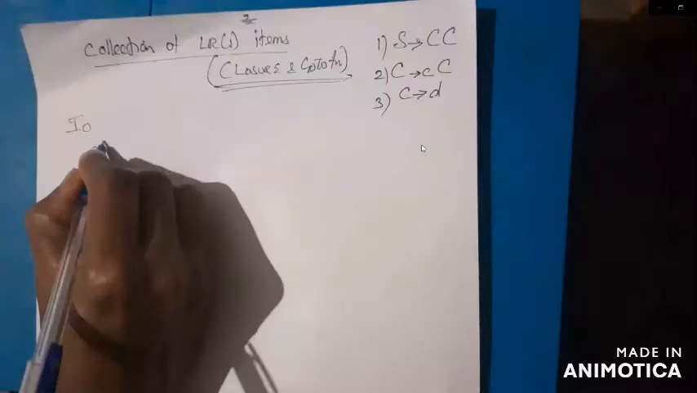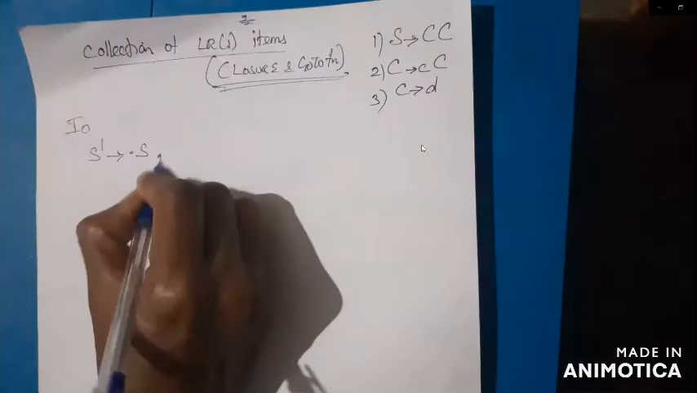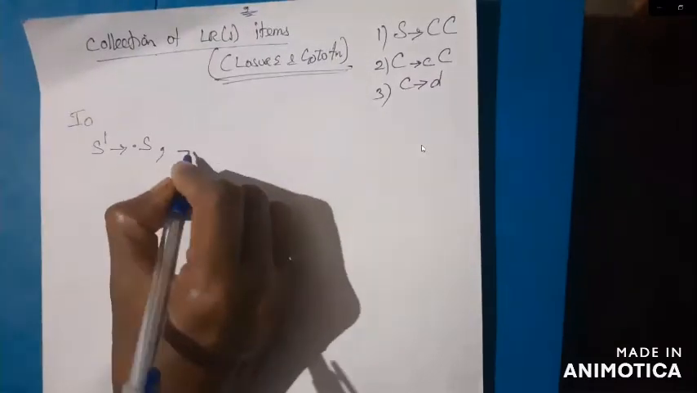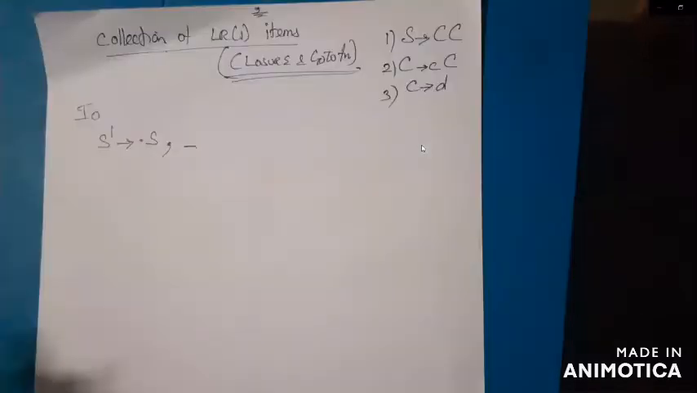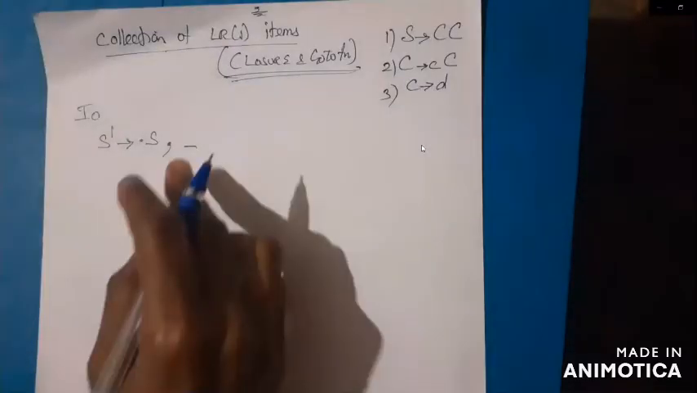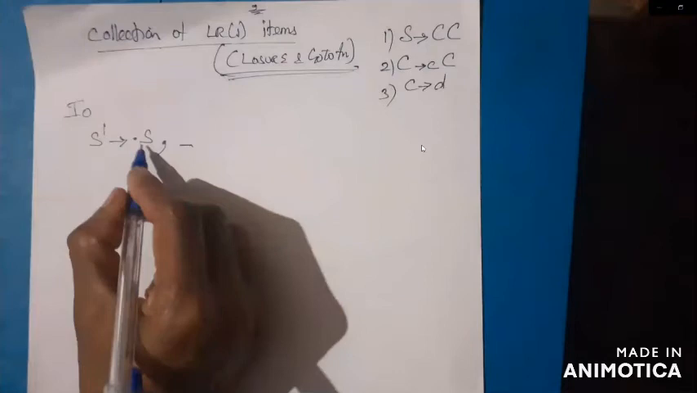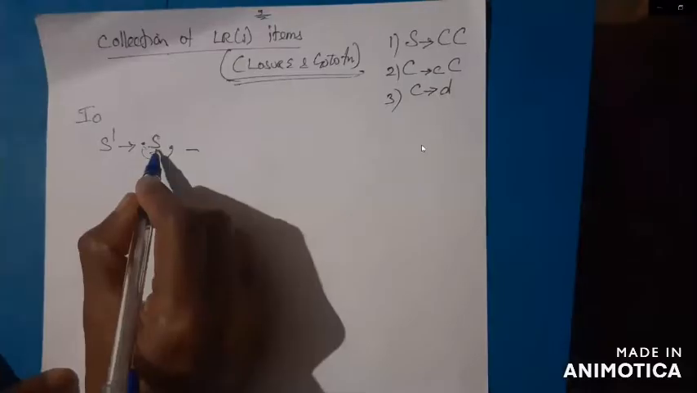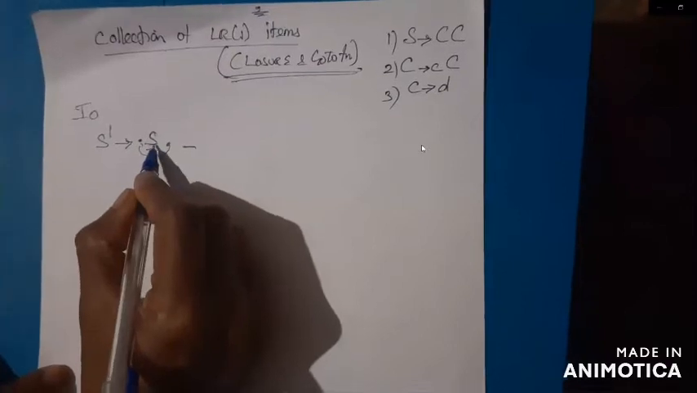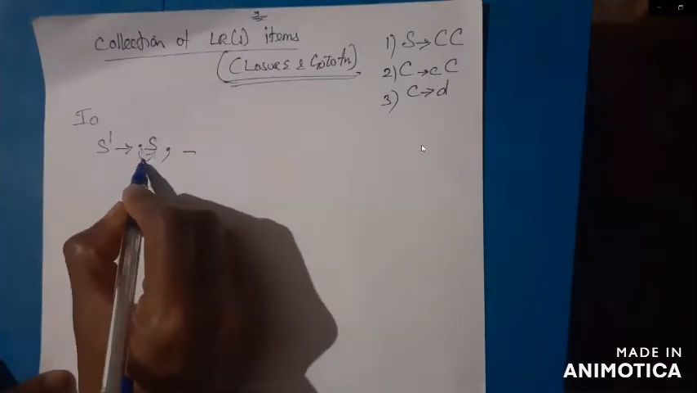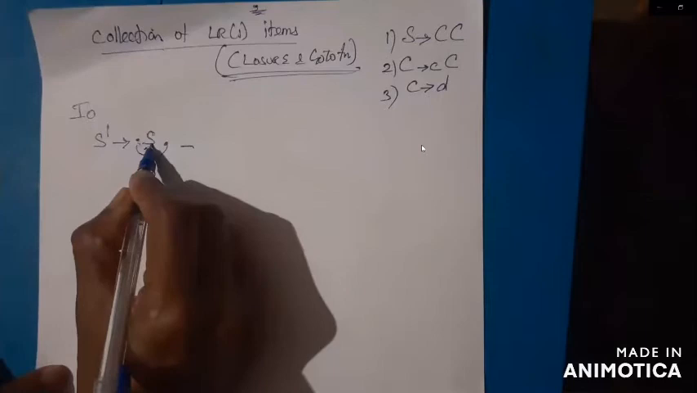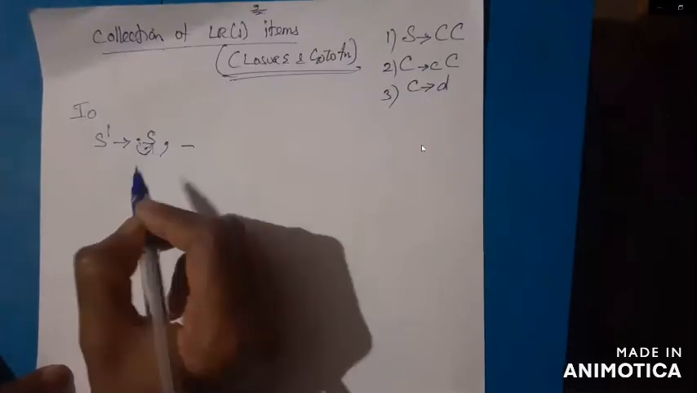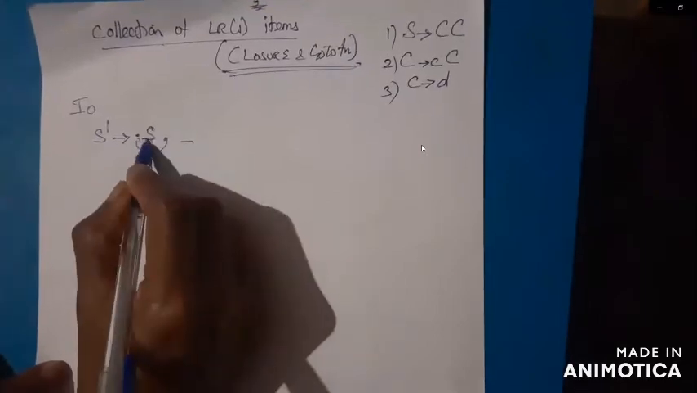S dash tends to dot S, comma. Here the comma indicates the dollar symbol, the lookahead symbol. So what is here? Dot S. The dot's immediate right side is a non-terminal, meaning you have to write the production for that non-terminal. Here the immediate right side non-terminal is capital S.